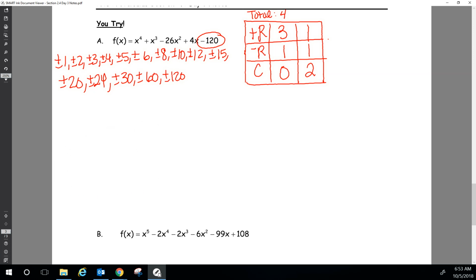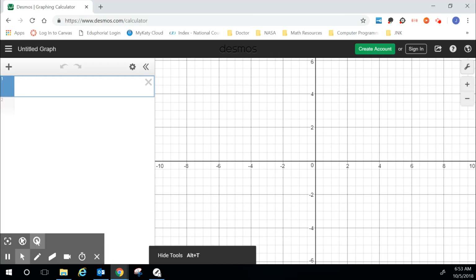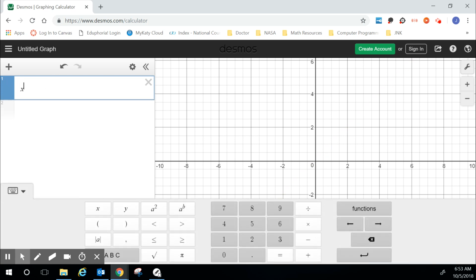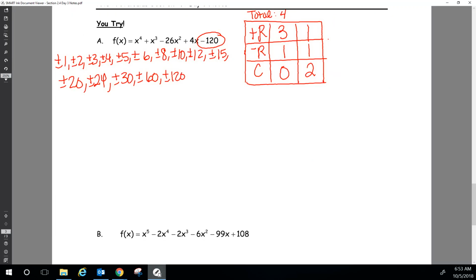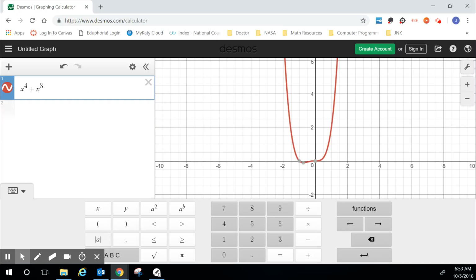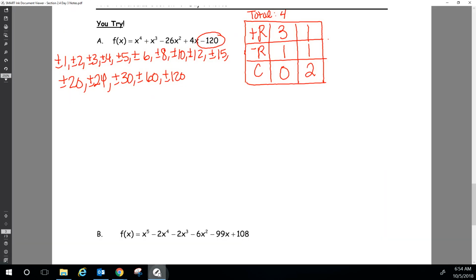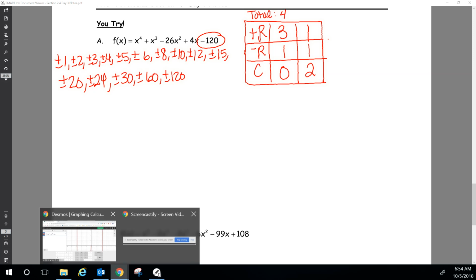So then our next step: step 1, make the sign chart. Step 2, find my possible zeros. Step 3, graph this up and see if we can narrow it down. We're going to try to find our upper and lower bound and do our test on it. So we've got x to the 4th plus x cubed minus 26x squared plus 4x minus 120.